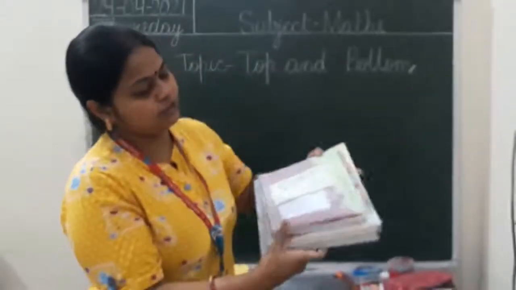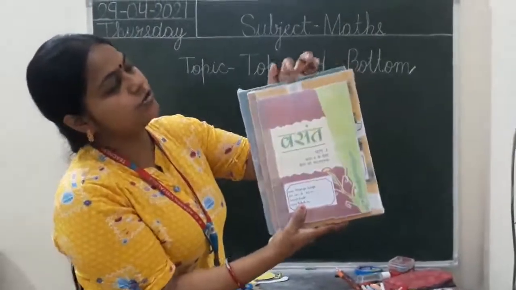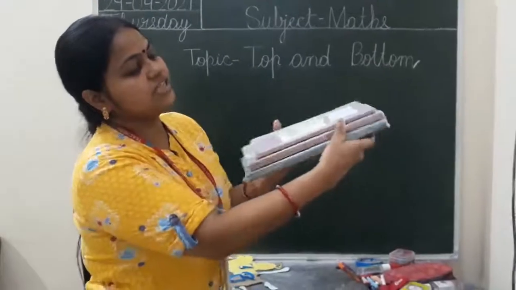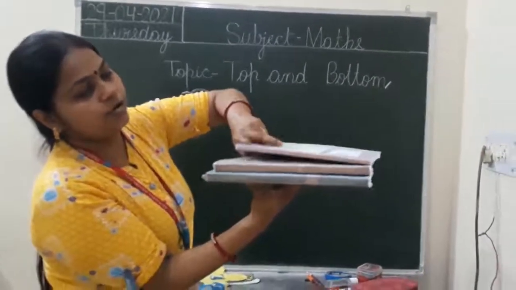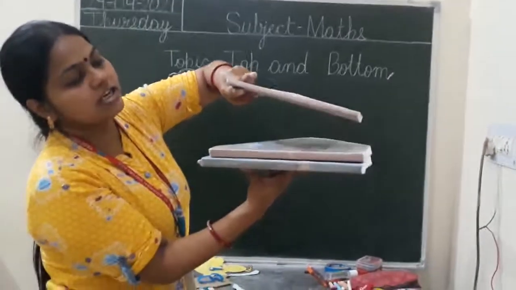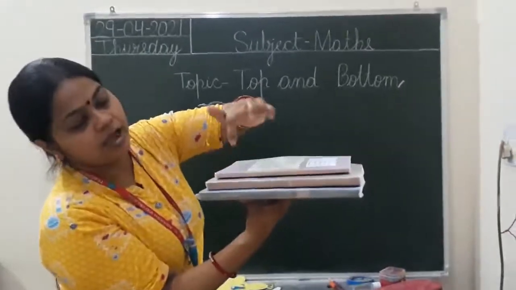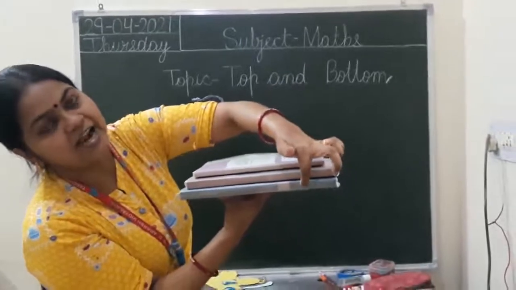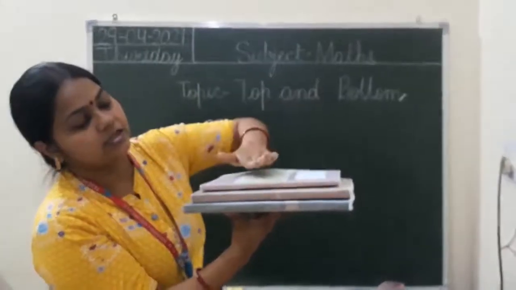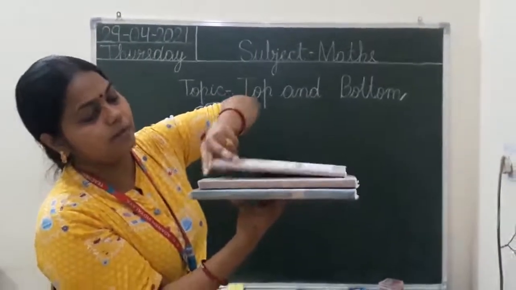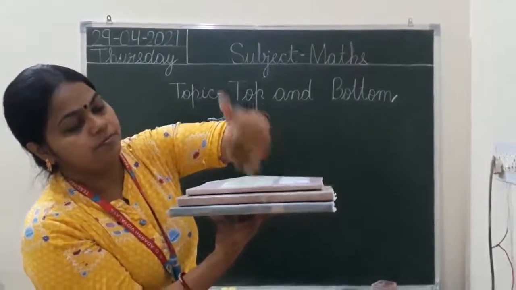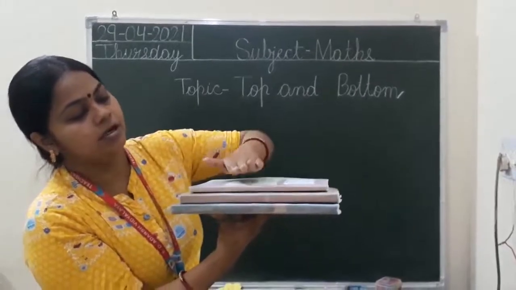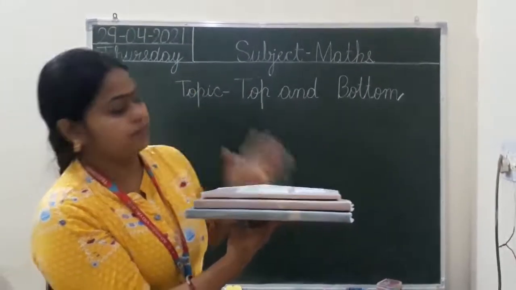So first of all I want to show you these three notebooks. Can you see this? 1, 2 and 3. I am having these three notebooks. Now this notebook is on the top, and this one at the bottom. This book is on the top and this book at bottom. Bottom, top. Top, bottom. Okay.